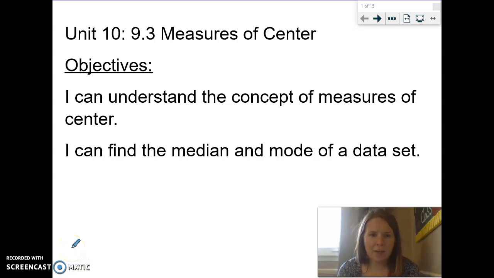Hello, seventh grade, and welcome to our next lesson in Unit 10, which is lesson 9.3, all about measures of center. So far we have been talking about the basics of statistics, as well as your mean, or your average. Now we're going to be talking about two other ways we can measure the center of our data. Our I cans are: I can understand the concept of measures of center, and I can find the median and the mode of a data set.